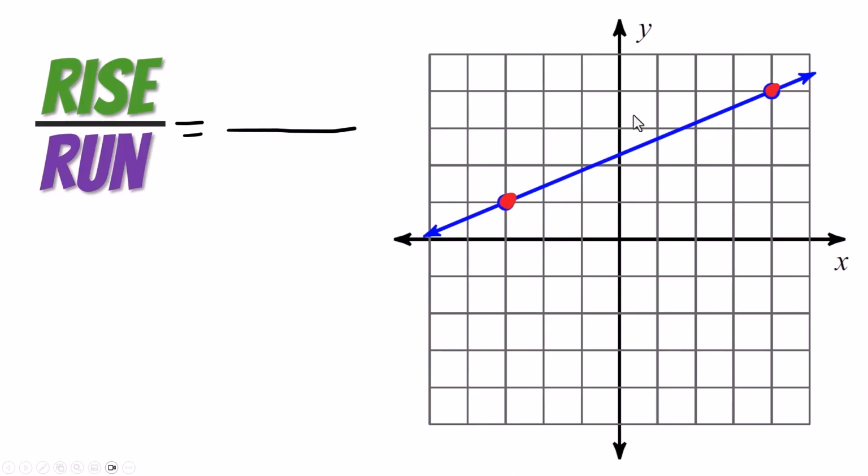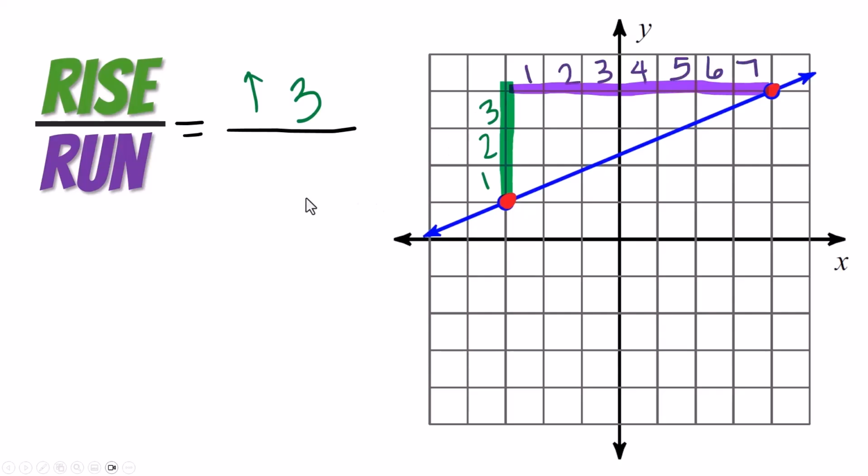To get from the first point to the second point, I need to go up 3 boxes. So my rise is 3 and it's upward. And my run, 1, 2, 3, 4, 5, 6, 7. My run is 7. And I am running forward. That's also a positive movement. So it's positive 7, and we have a slope of 3/7.